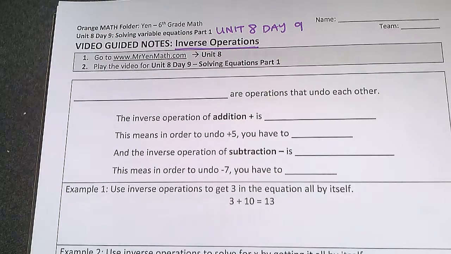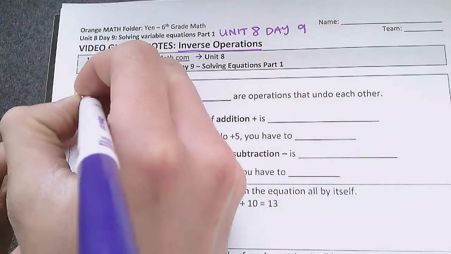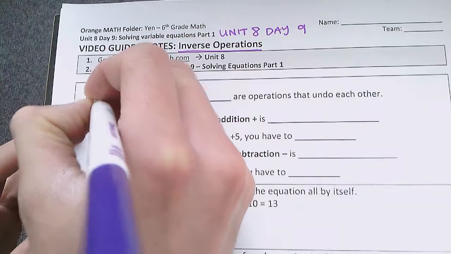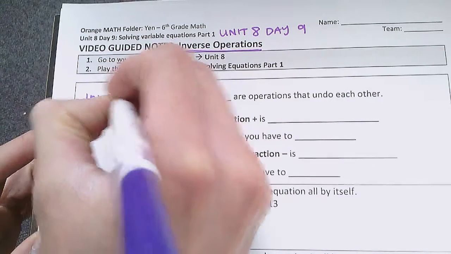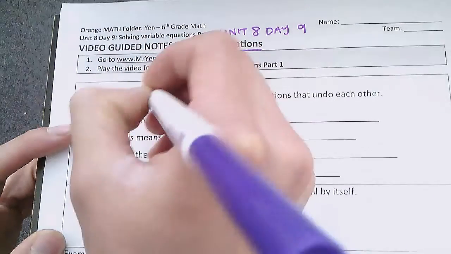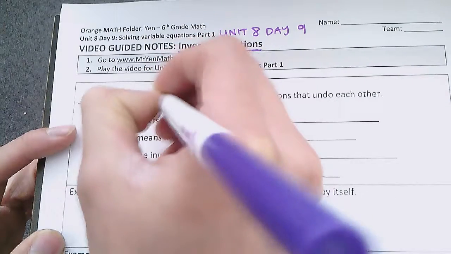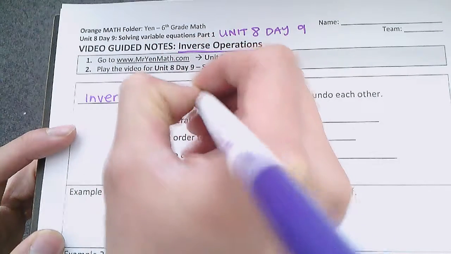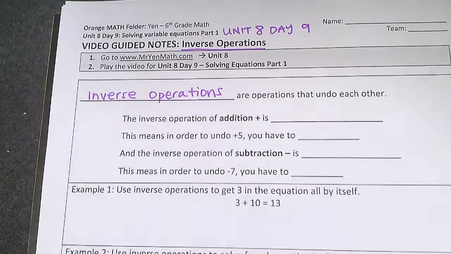Alright, so let's jump into some academic vocabulary. The first one is inverse operations, so let's write that out here. Inverse operations are operations that undo each other.